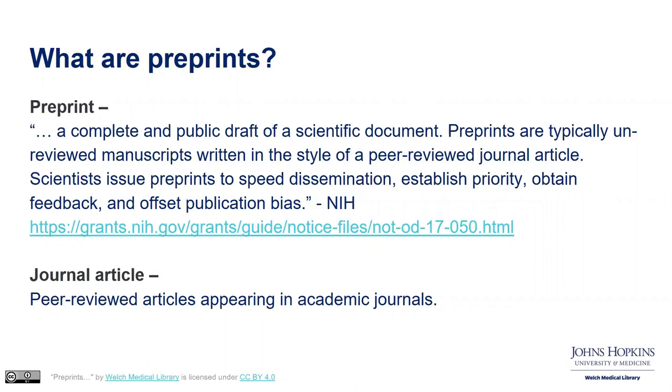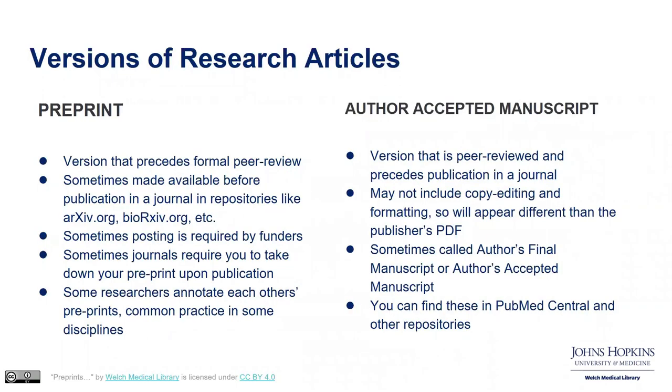On the other hand, journal articles are perhaps quite obvious to you: peer-reviewed articles that appear in and have been published in academic journals. Another definition that I want to provide is that of an author-accepted manuscript. The reason for this is that there are lots of different versions of your research. They're often called different things, and you often have different rights to share different versions, though journal policies might be a little bit confusing about what you can do and when you can do it.